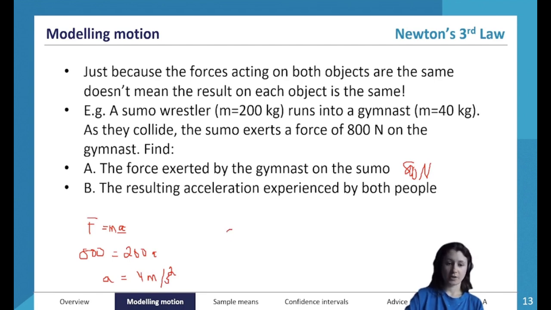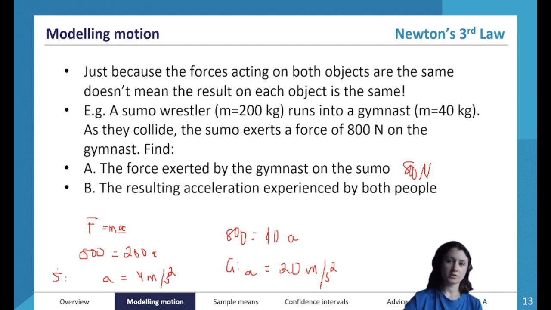However, for the gymnast, we have that 800 is equal to 40 times acceleration. So the acceleration is going to be 20 meters per second squared, because we have 800 divided by 40. As you can see, the sumo is going to travel a lot slower than the gymnast.